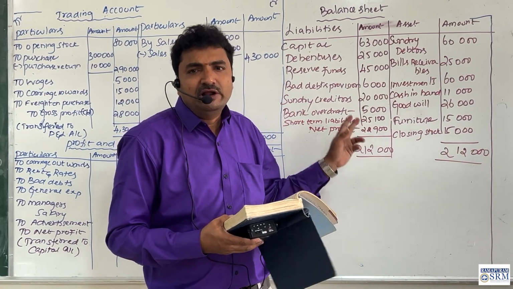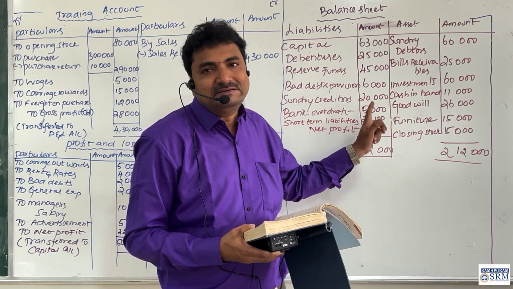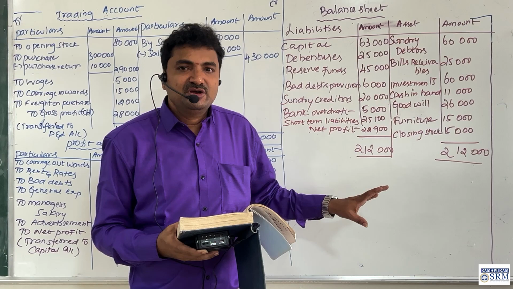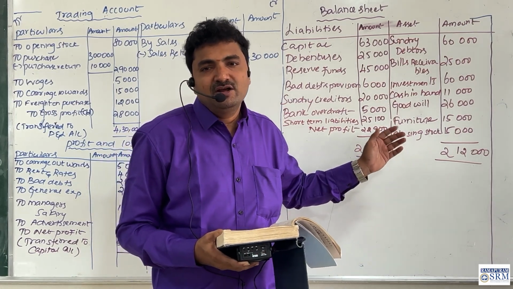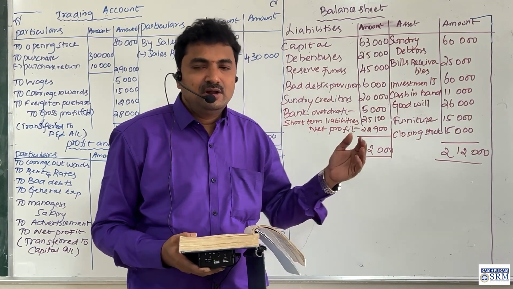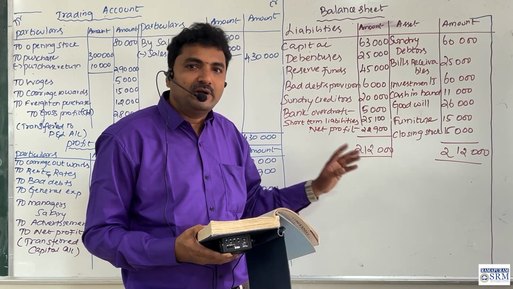Liability will have only two major classifications. One is short-term liability, the second one is long-term liability. So what is meant by short-term liability? Within 1 year, you have to repay all your payables. Long-term liability means more than 1 year. This is from the accounting point of view.